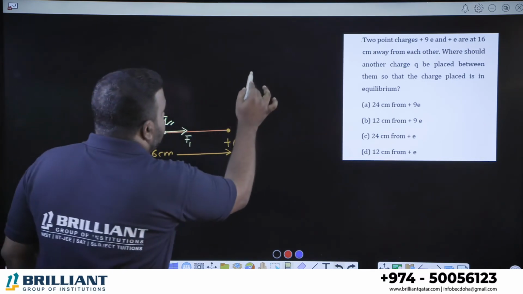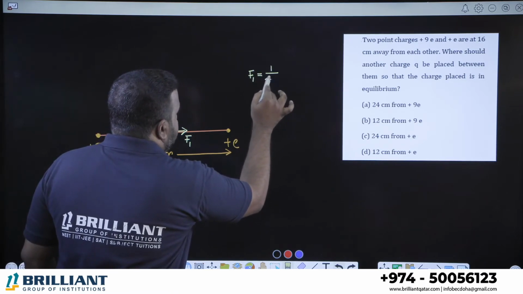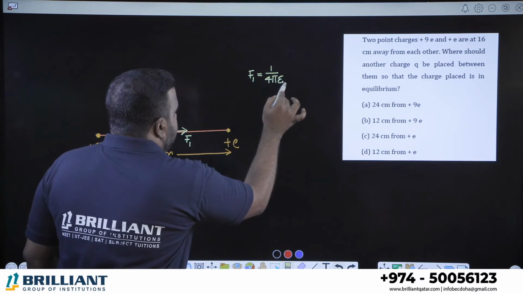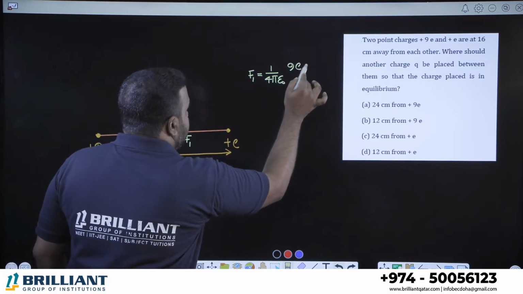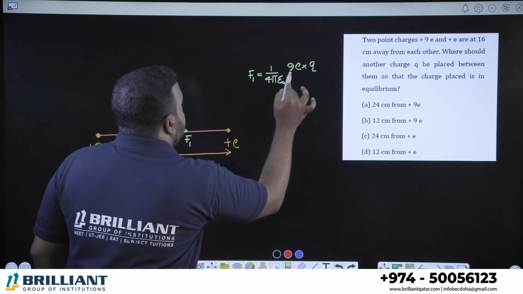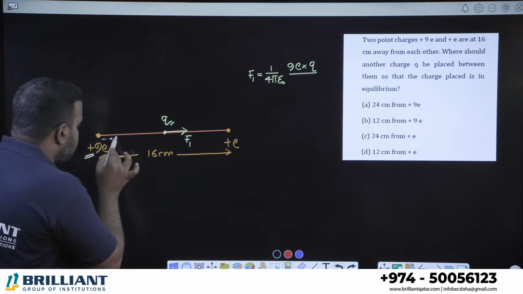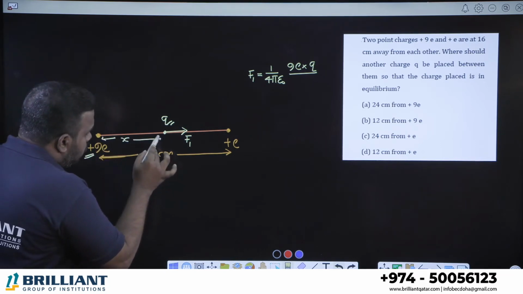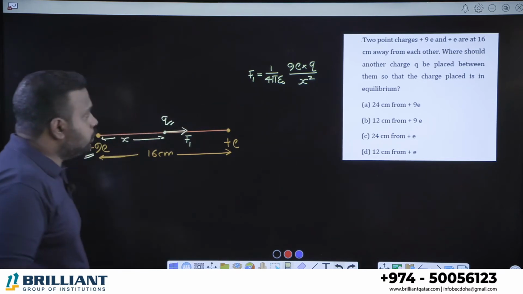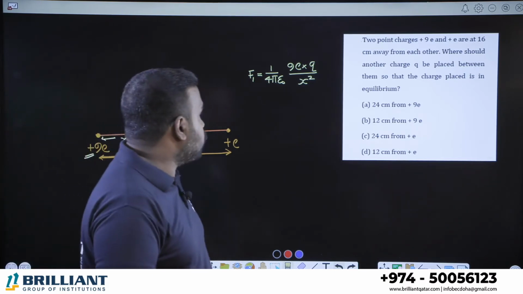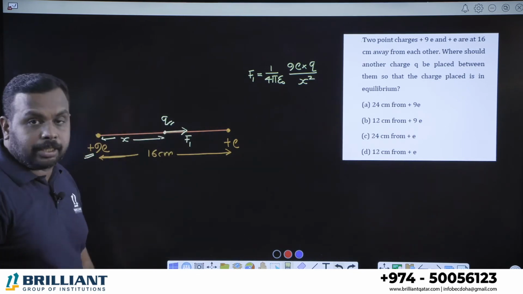So we will write the formula for F1. F1 is equal to 1 by 4 pi epsilon naught, Q1 Q2 by the distance between them. What is Q1? 9e. Q2 is q. The distance is not given, so we'll take it as x. So the equation is F1 equals 1 by 4 pi epsilon naught times 9e into q by x square. This is F1 and you can see that it is directed towards right.